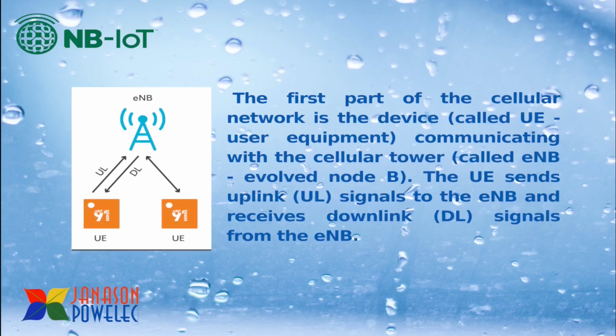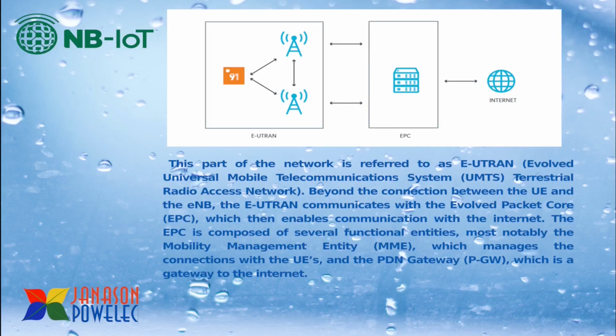The first part of the cellular network is the device called UE, user equipment, communicating with a cellular tower called eNB, evolved Node B. The UE sends uplink signals to the eNB and receives downlink signals from the eNB. This part of the network is referred to as E-UTRAN, Evolved Universal Mobile Telecommunication Systems, UMTS, Terrestrial Radio Access Network.